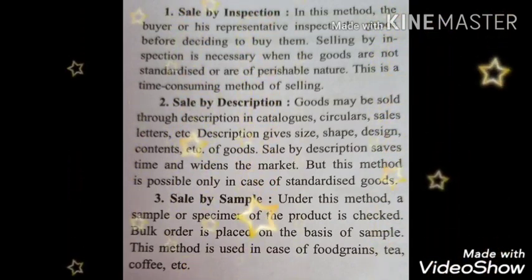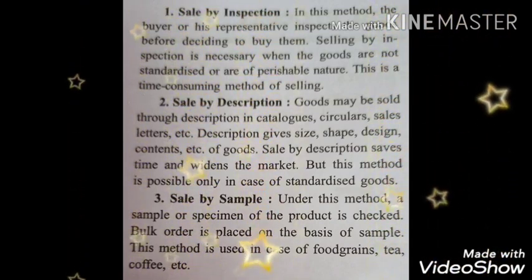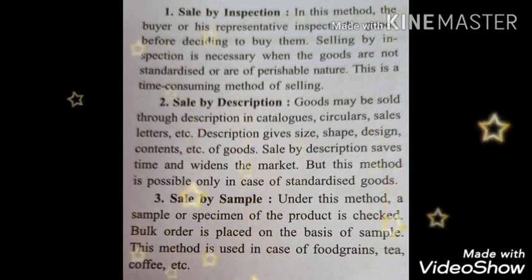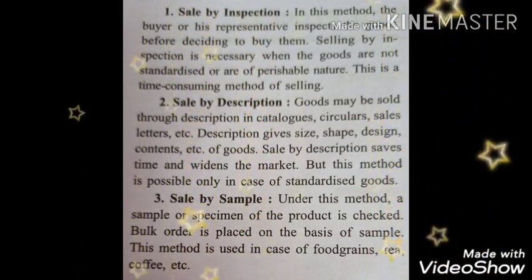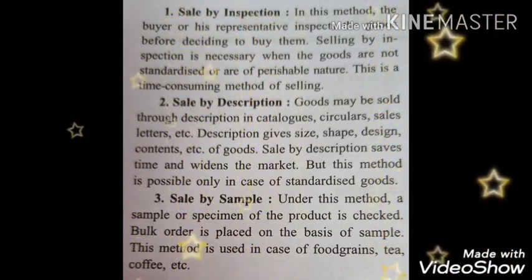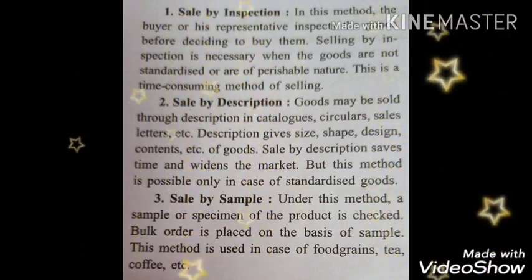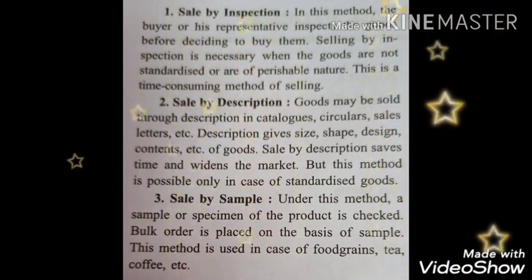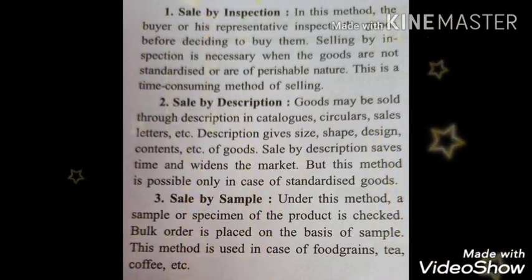Because if we order the product without knowing it, and the product turns out to be a negative product, then it is not a profit for us, it is a loss for us. So definitely, if there is a sample of the product, we must check it first, then we will buy the product. It is a good process.